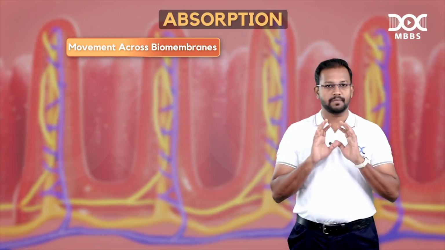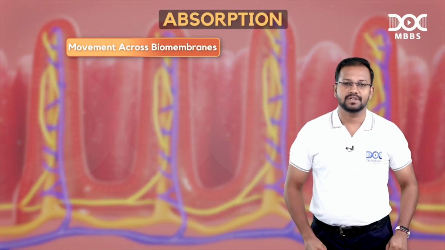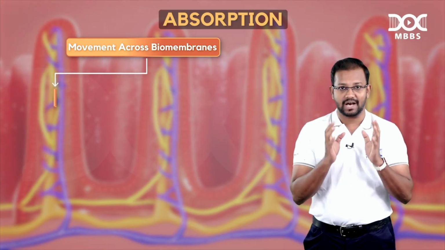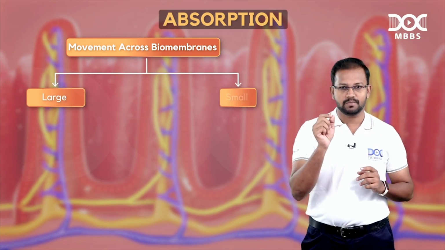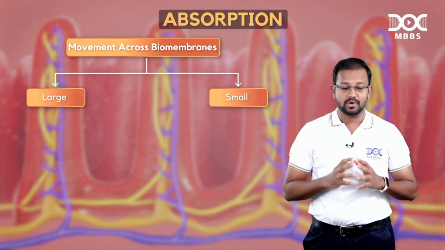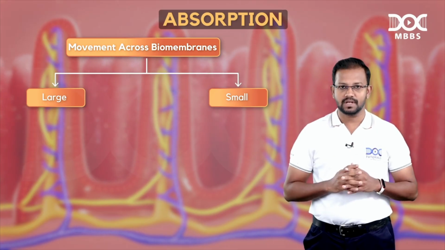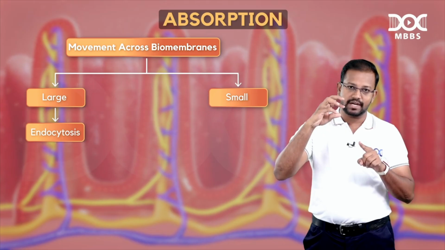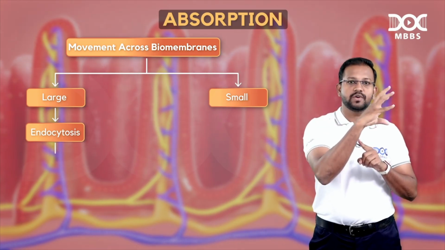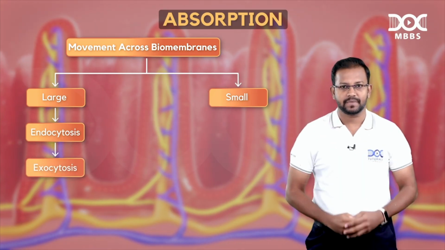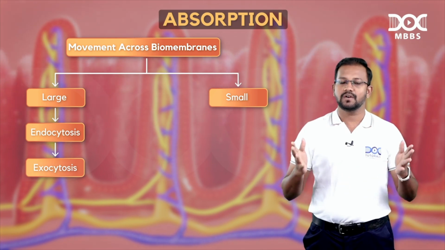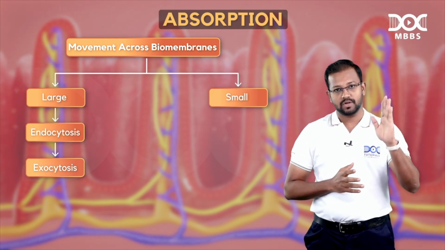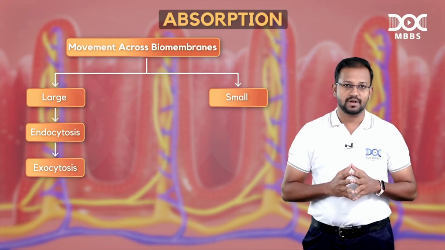The movement across biomembranes can be of two different types based on the individual molecules which we give. A molecule might be either a large one or a smaller one. If it is a large molecule, how is it going to cross? Simple. We have the cell. This large molecule is going to be endocytosed, moving inside the cell, and then exocytosed out from the cell. A very common mechanism, which has long been used for neurotransmitter release.